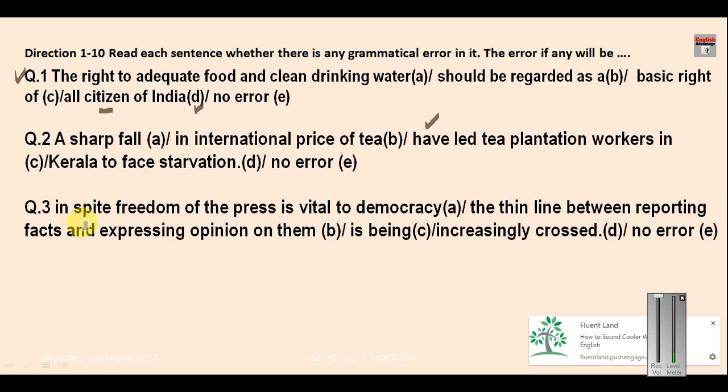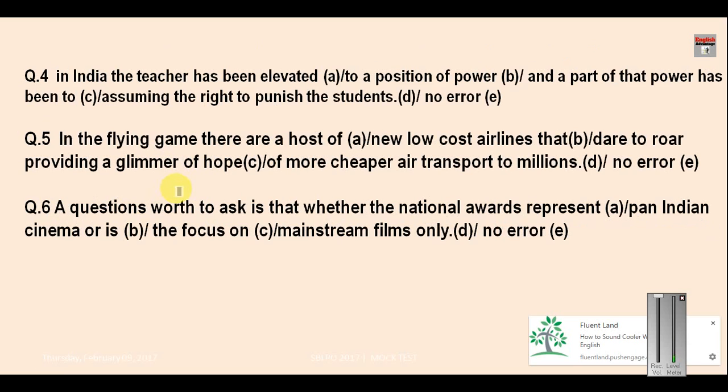So to correct the sentence, in place of in spite we can say although. Although freedom of the press is vital to democracy, the thin line between reporting facts and expressing opinion on them is being increasingly crossed. So in place of in spite of, you can write although, and your sentence will be corrected. Your answer here will be A. Now let us see the next part.